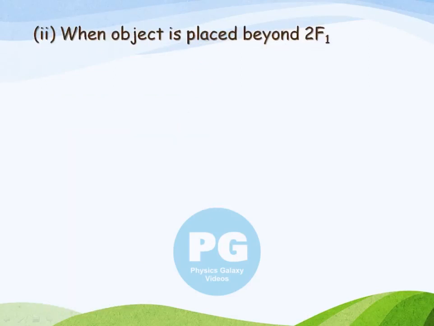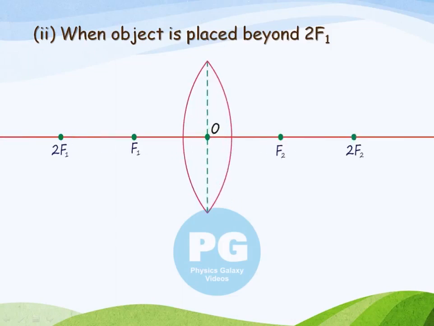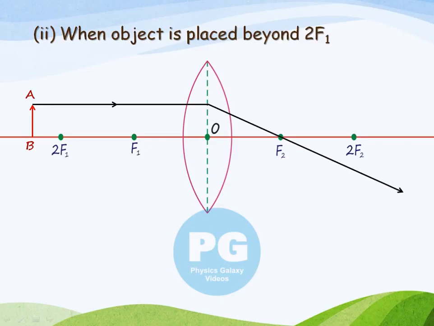Next case, when object is placed beyond 2f1. So here is our object AB. Now, which is placed at beyond 2f1, a ray of light parallel to principal axis from point A will pass through the principal focus on the other side of the lens. Now, for the image formation, at least two refracted rays are required. So we take the second ray from point A to be passed from optical center, and it will pass undeviated. And these two refracted rays actually meet at this point, and we draw the image A'B'.